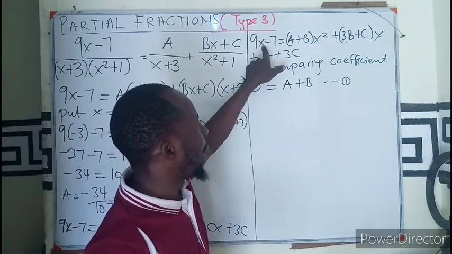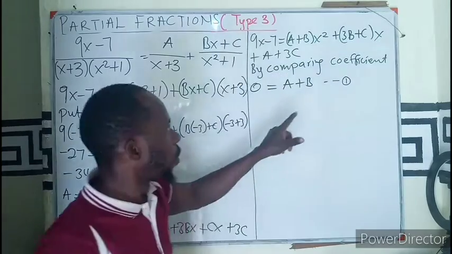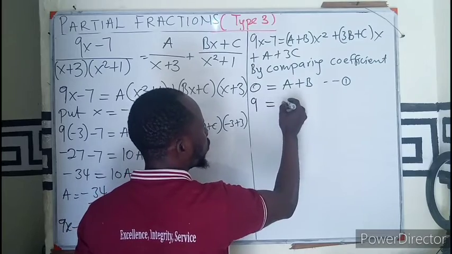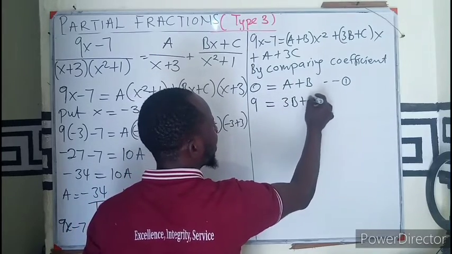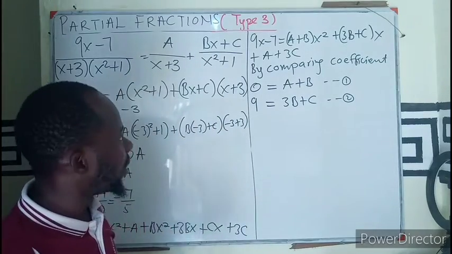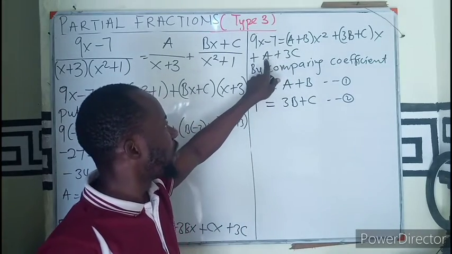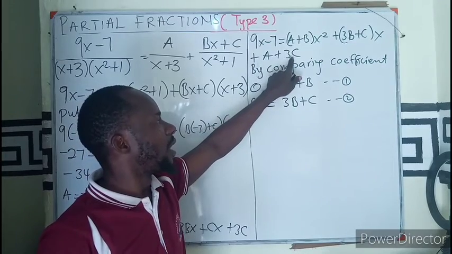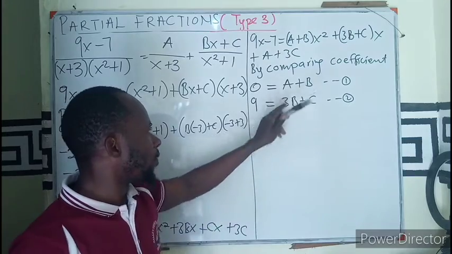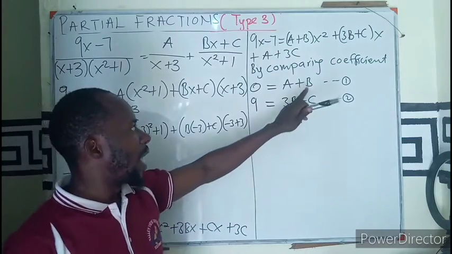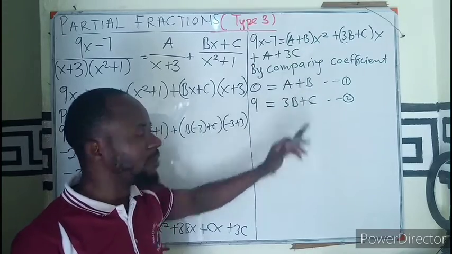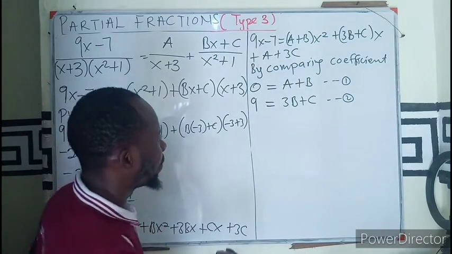We are having x term and x term. So we take each coefficient: 9 equals 3b plus c, equation 2. I believe you are thinking of equation 3, which is minus 7 equals a plus what? 3c. That could be the third equation. But since I know a from the first calculation, I can find b, and if I find b, I can find c. So let me leave that equation 3 aside.